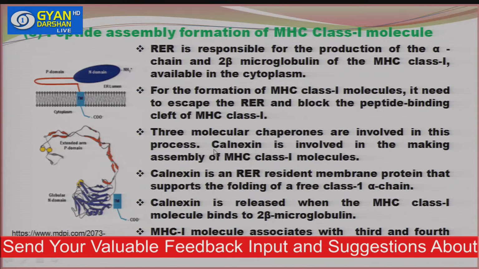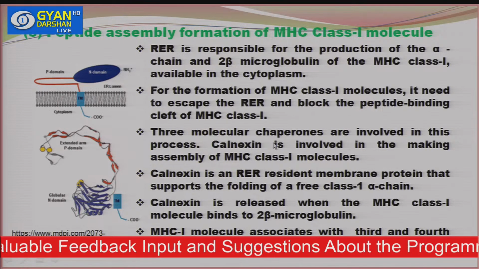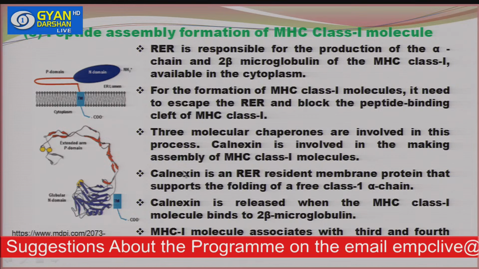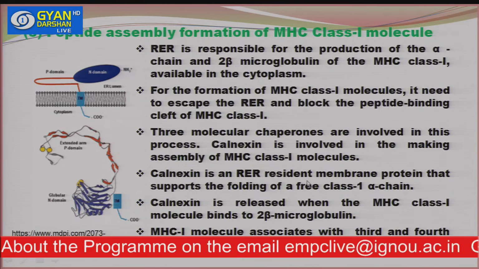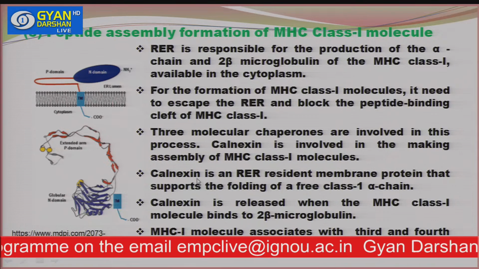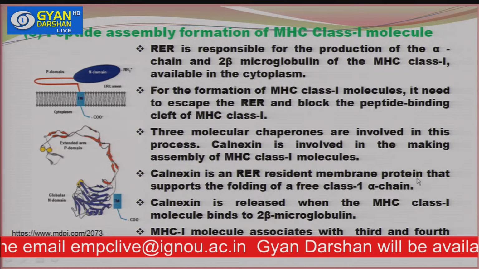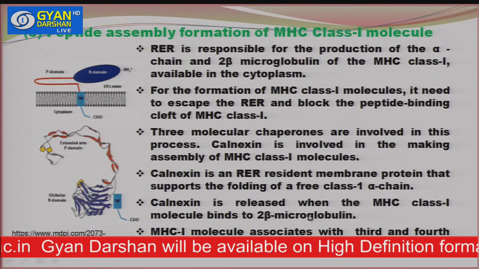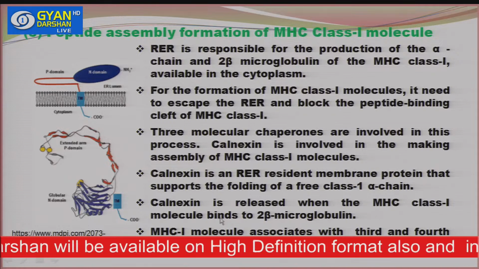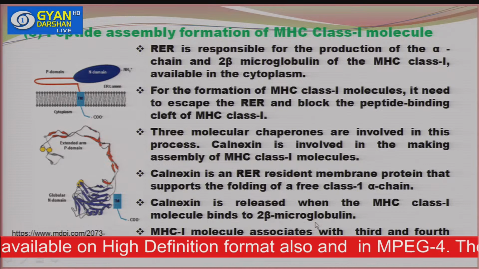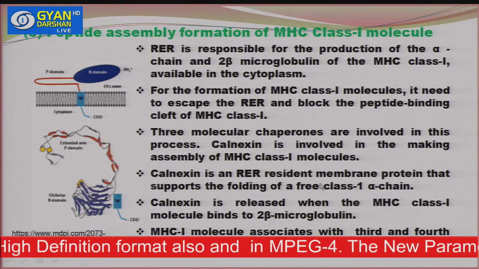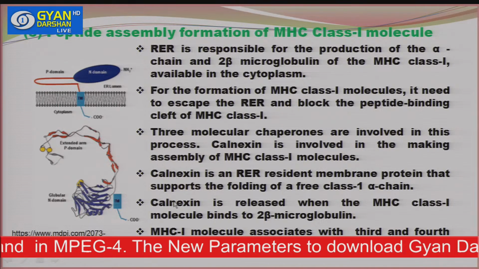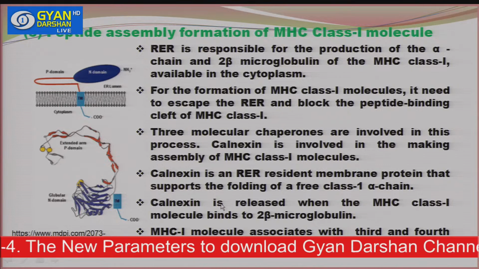Calnexin is the first chaperone, or molecular chaperone, involved in the assembly of the MHC class I molecule. Calnexin is an endoplasmic reticulum resident membrane protein that supports folding of the free class I chain. Calnexin is released when the MHC class I molecule binds to beta 2 microglobulin. When the alpha and beta, these two molecules, bind together, ultimately calnexin is removed from this place.